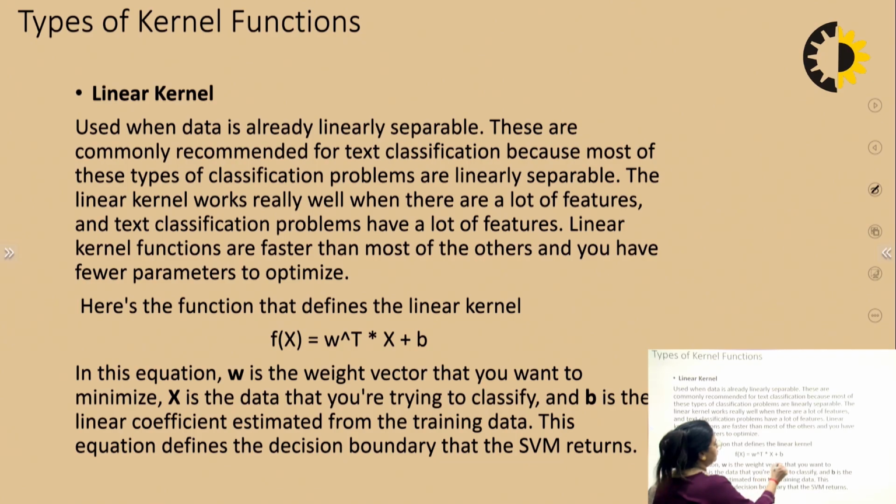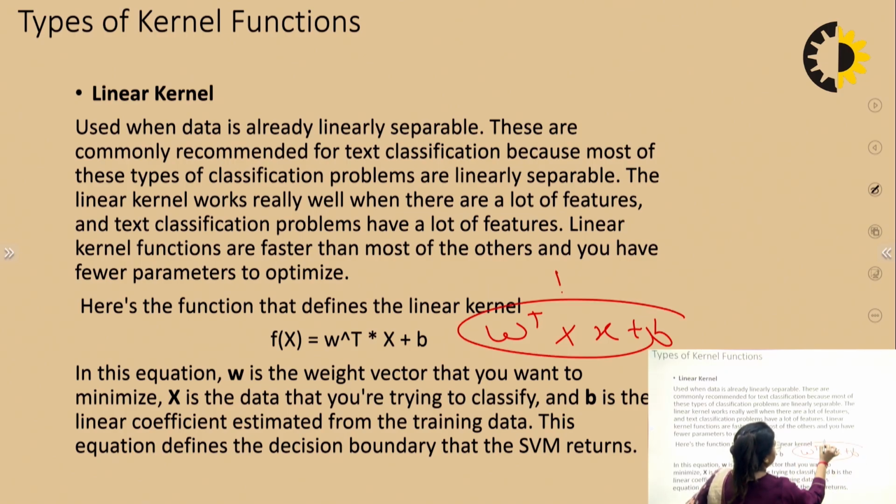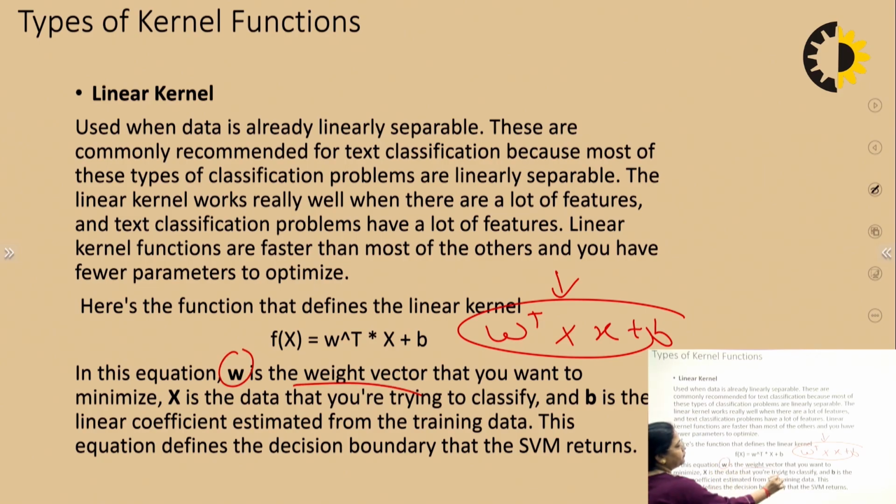W^T X + B. This is the simple equation of the linear function. Here W means the weight vector, X is the data point, and B is the linear coefficient estimated from the training data.